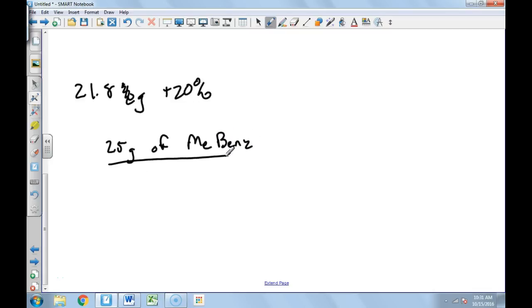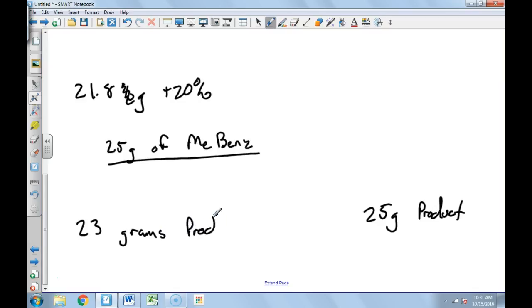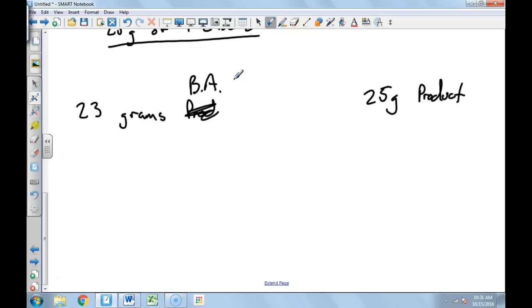Okay, methyl benzoate. So let's go from there. Okay, so 25 grams of product. So you're going to start with about 23 grams of benzoic acid. Okay, probably maybe a little more. I'm estimating my numbers. Okay.